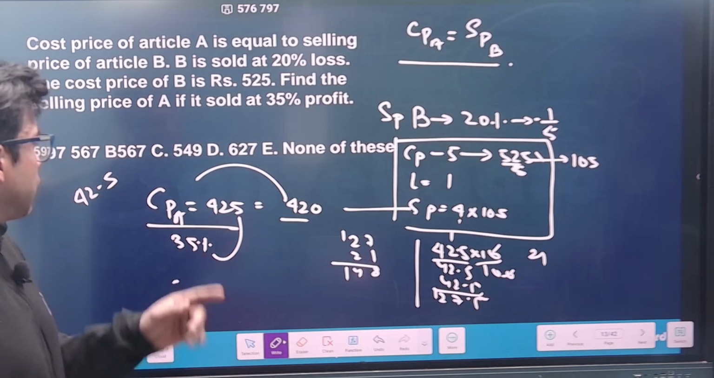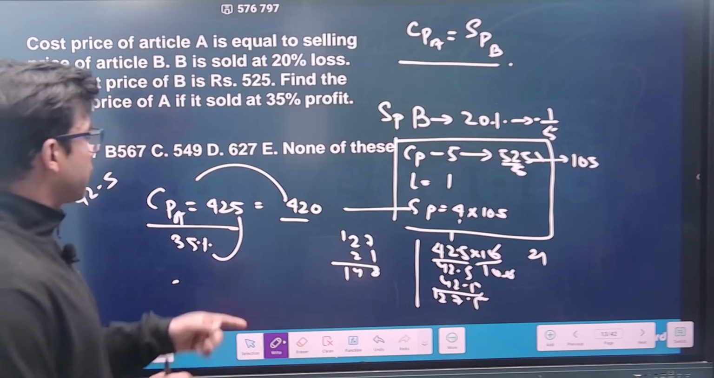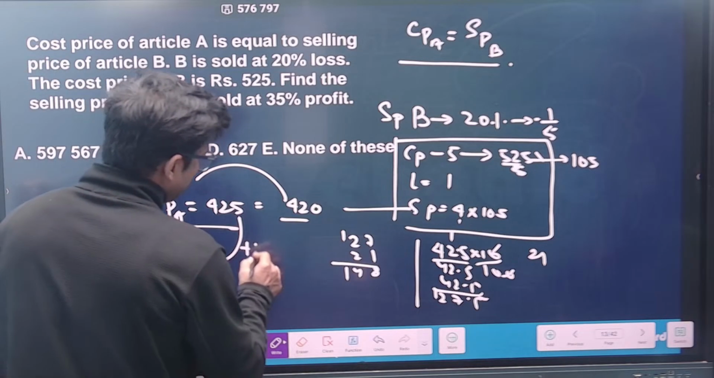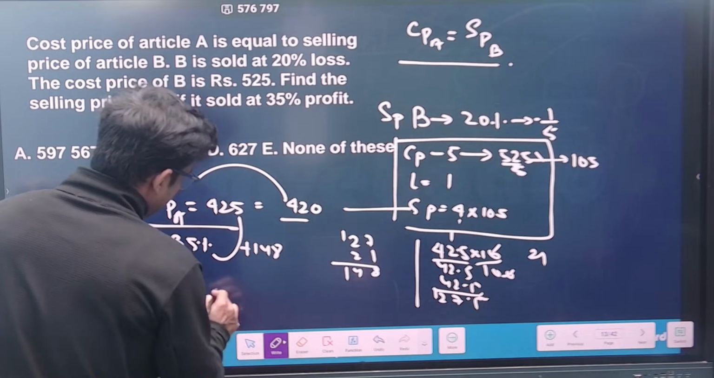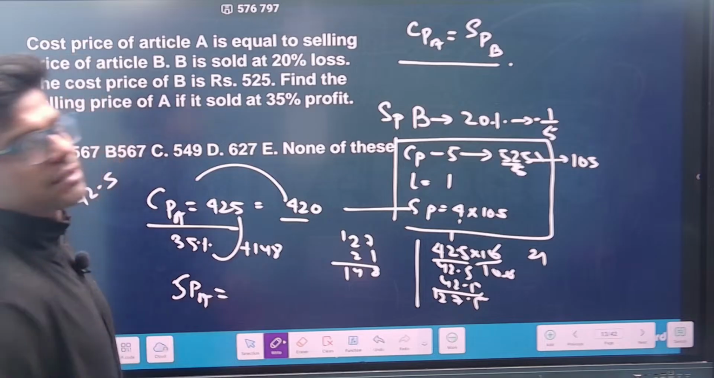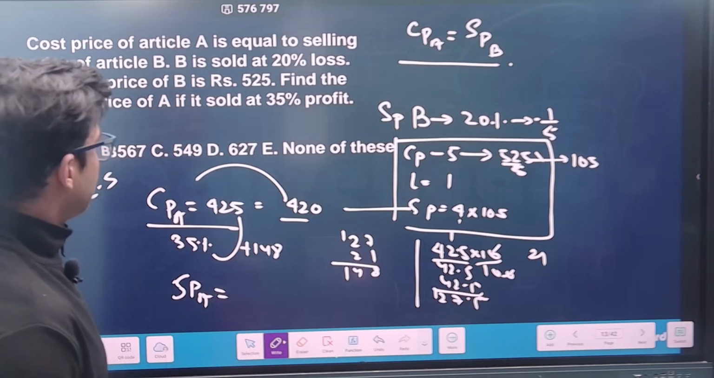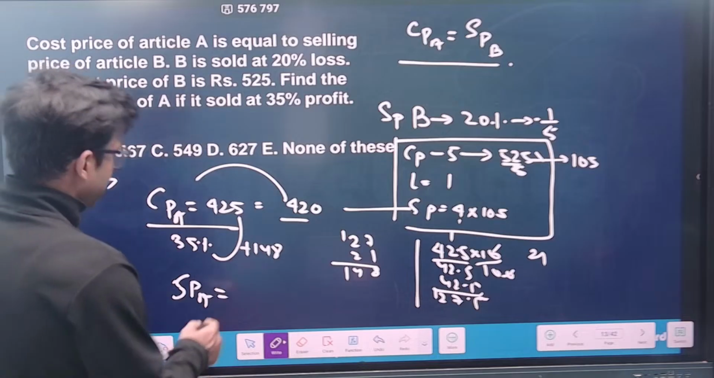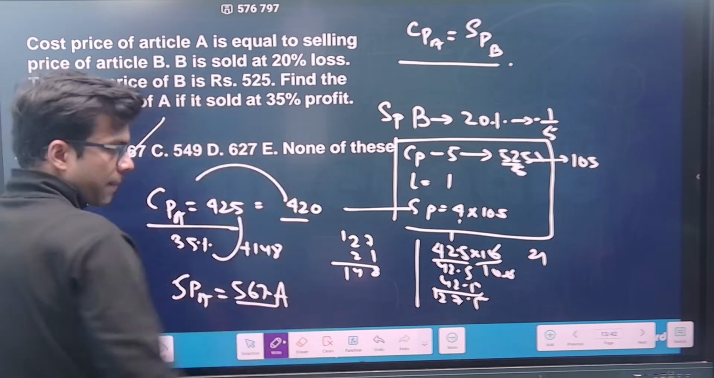If you figure out the 35% of it and add it to this part, which means 148. If you add 148 to this, your selling price of article A would become, I would say, how much? 567 around. Answer. Understood?